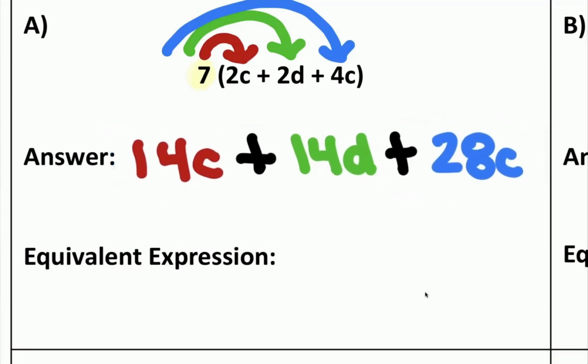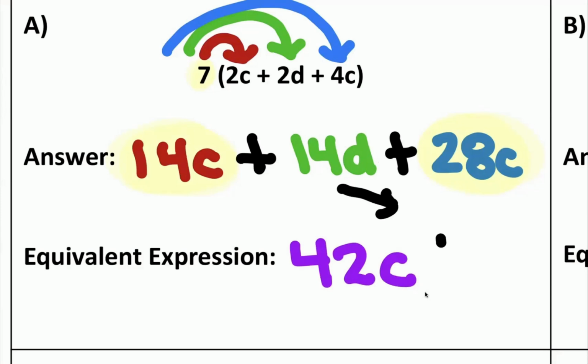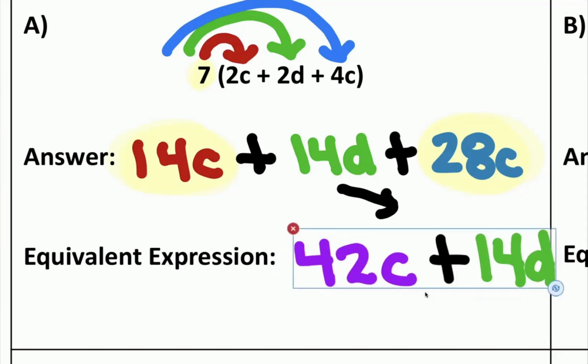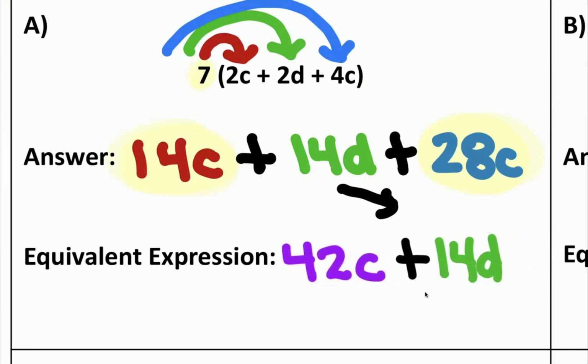When we write our equivalent expression, we're going to combine like terms. Remember, you can only combine terms if they have the same variable. So we can combine 14C plus 28C, which gives us 42C, and then we can just bring down the plus 14D. We can write our terms in alphabetical order. C comes before D, and you can't combine them anymore. Think about it like 42 cats and 14 dogs. You can't combine them to make 56 cat dogs.